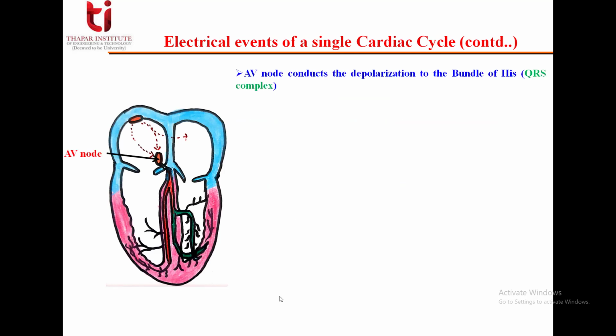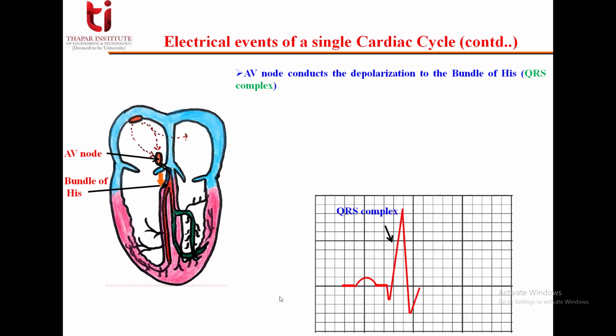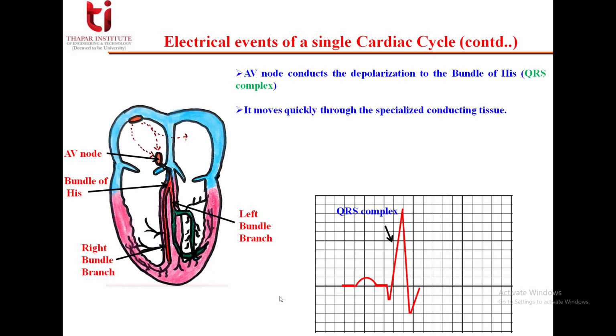Now the next step is when the AV node conducts. What happens after the AV node? It will conduct that depolarization to the bundle of His. Now it will move to the bundle of His, which is the beginning of the His-Purkinje system, and that corresponds to the QRS complex. You can see this QRS complex. So it moves quickly through the specialized conducting tissue, and it reaches the right and left bundle branches.